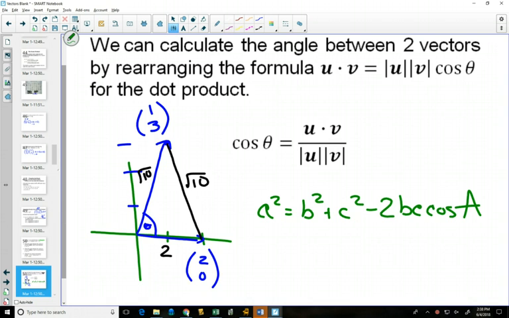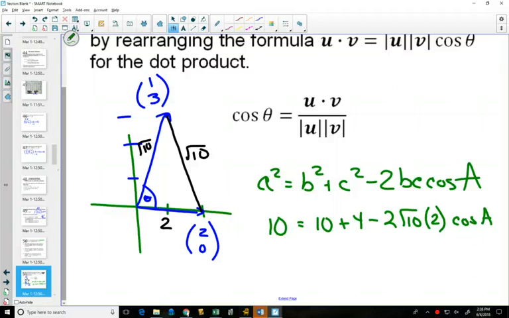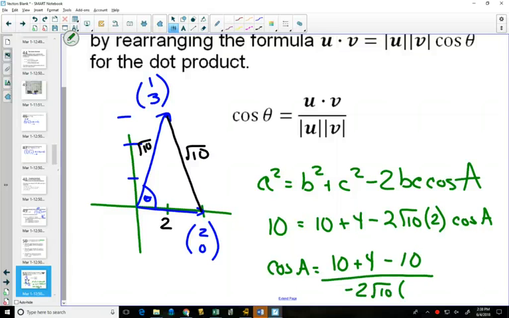And you would plug everything in and solve this for theta. Okay? Let's put these values in just to compare what's happening. So my a squared would be 10. The b and the c are your 2 sides that are adjacent to the angle, and it doesn't matter which one's which. So you would have 10 plus 4 minus 2 times root 10 times 2 cos a. So to get cos a by itself, we would have 10 plus 4 minus 10 all over negative 2 root 2 times 2.